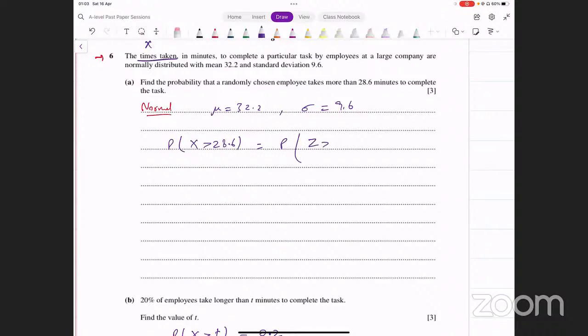Z is greater than x, which is 28.6 minus mu 32.2 divided by sigma, that's 9.6. 28.6 minus 32.2 divided by 9.6. That turns out to be probability of Z greater than minus 0.375.